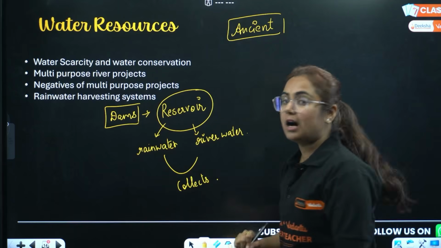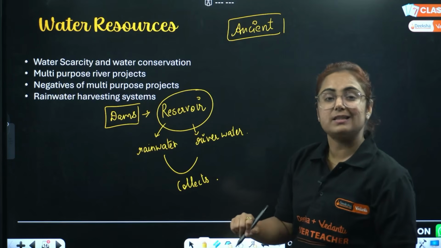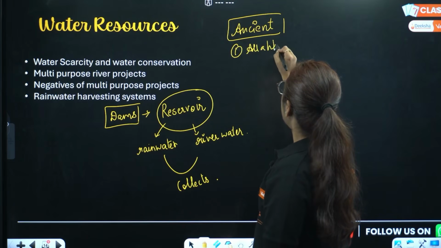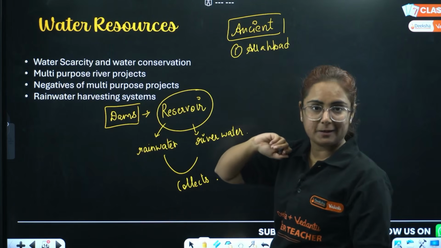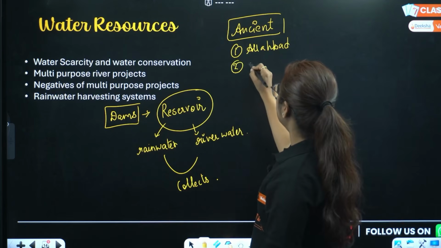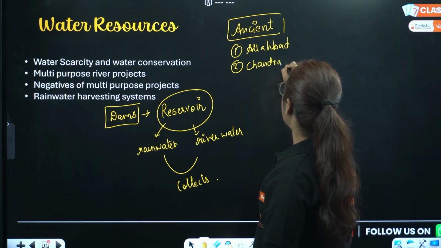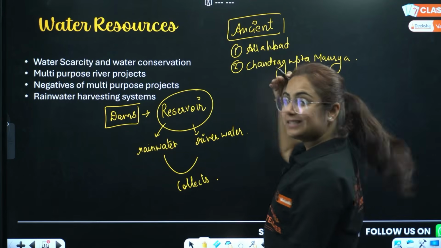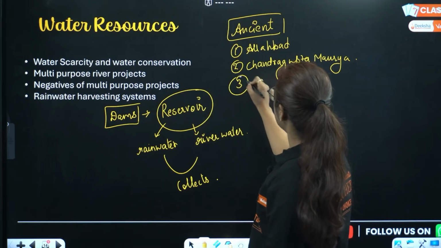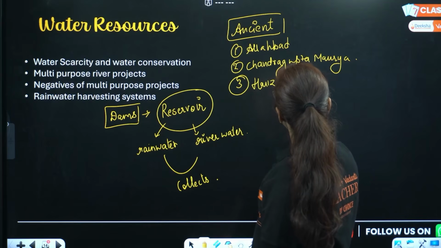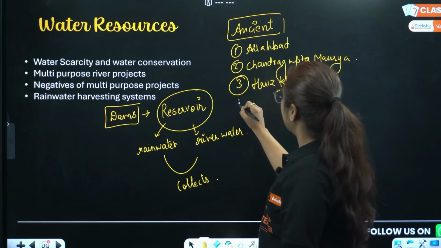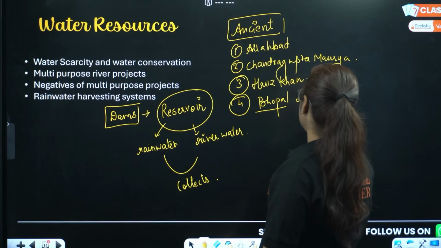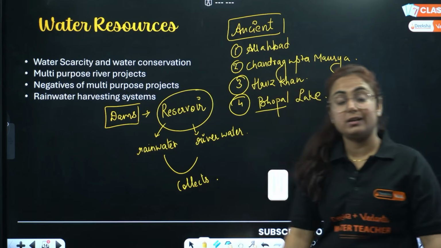In ancient India also, there were certain practices that existed. Like if we talk about Allahabad, Shringverpura, a sophisticated system was there. If I talk about Chandragupta Maurya, he built so many dams. Chandragupta Maurya. So see, here we are talking about 1 BC, 2 BC. We can take the example of Hauz Khas built by the Mughals. Then there is the example of Bhopal Lake, right? So yes, here in ancient India also certain things existed, right?